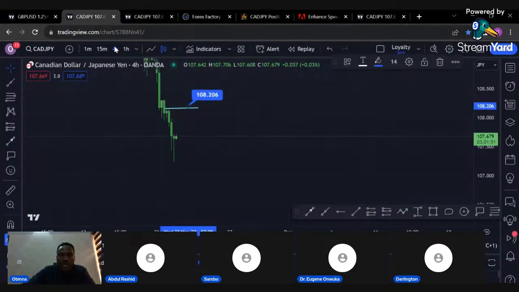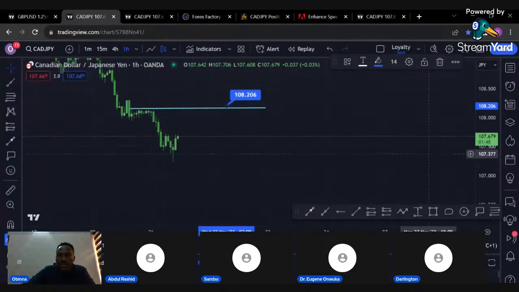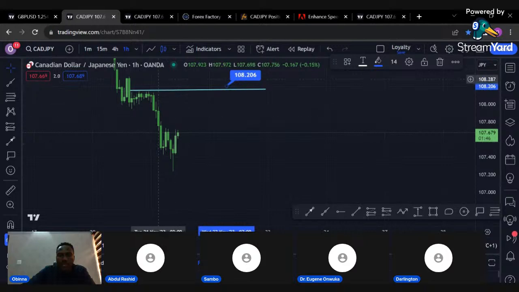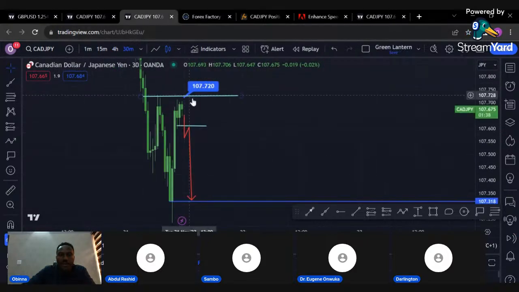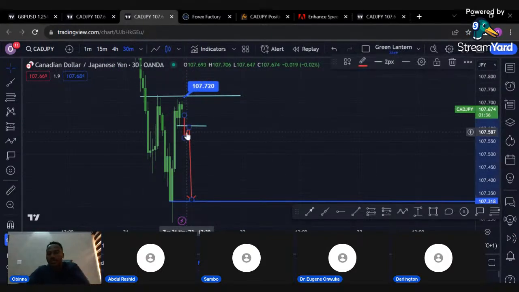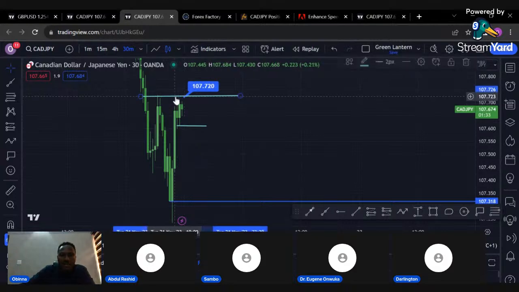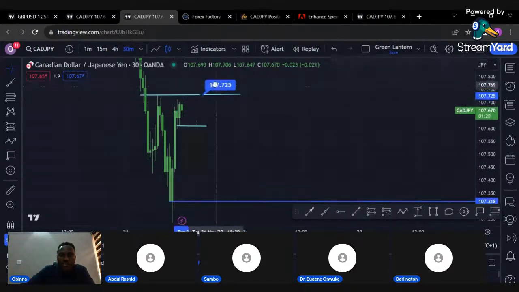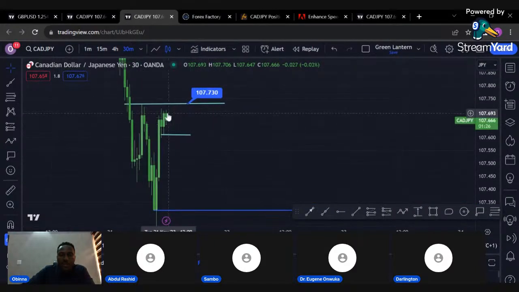That's what I'm interested in here. So I'm not seeing that yet. I'm not seeing that the sellers are back into the market. So I want to see the sellers back into the market before I take any trade. So I explained that as long as this place is not broken, as long as this area is not broken, it still sells. So that's for Cadjpy. So if I see a 30 minutes that is strong bearish, then I can continue going down.